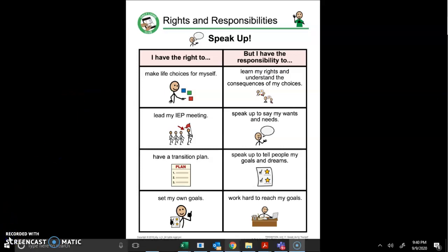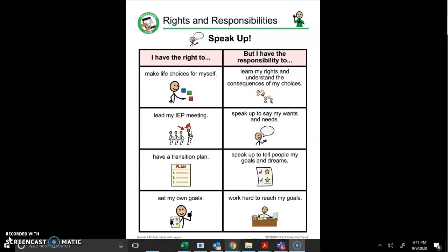So let's review some of our topic words. So remember we talked about rights. A right is defined as something that is fair and is often supported by the law. An example of a right is self-advocacy. We all have the right to speak up for what we want or need, the right to have an IEP meeting.